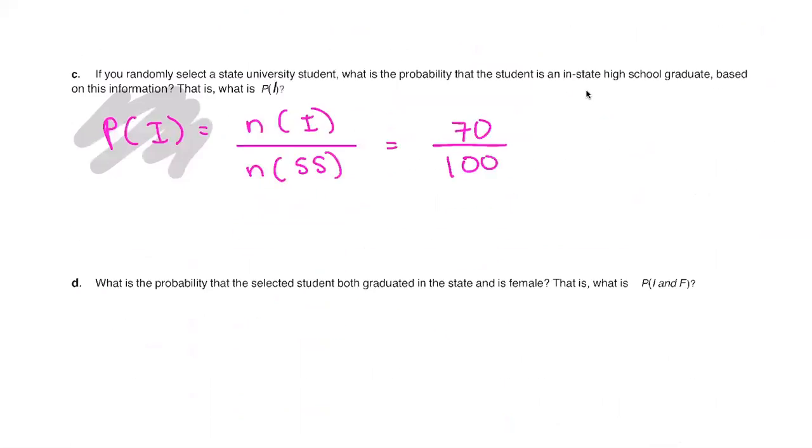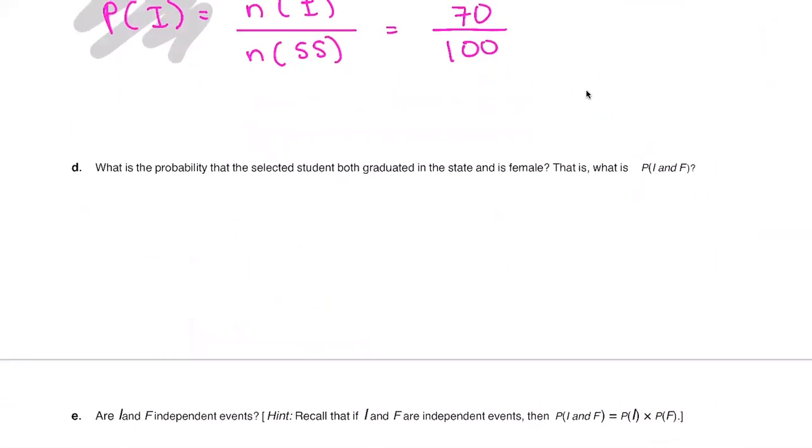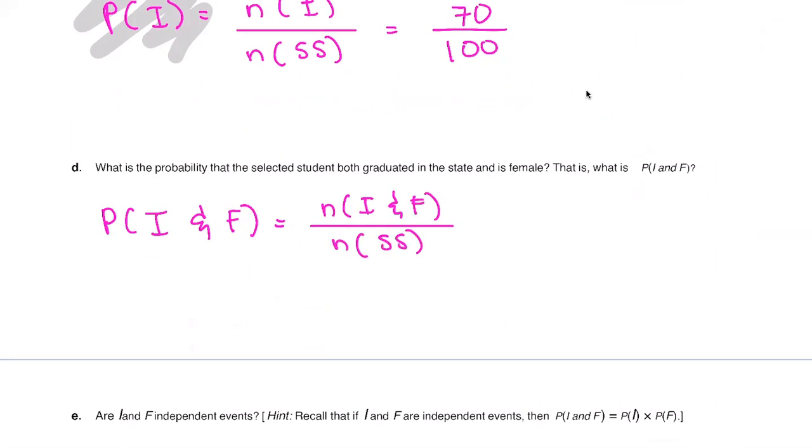All right, let's look at the next question. What is the probability that the selected student both graduated in-state and is female? So I want a student who graduated in-state and is female. Well, there's the probability of in-state and female. That's the number of students who are in-state and female, and the number of students in total.